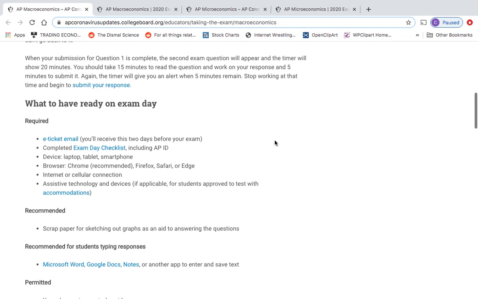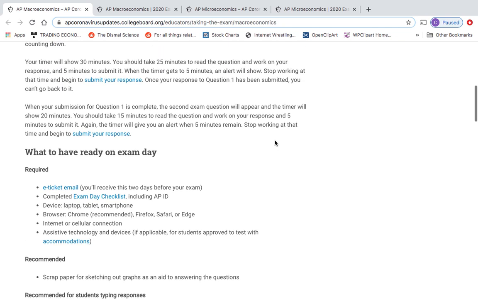So you submit question 1, it's completed. The second exam question is going to pop up, and you're going to have a timer that will show 20 minutes. So it looks like you have a long free response, then a shorter free response. They say that once that 20-minute timer starts, you take 15 minutes to read the question and work on your response on your scrap paper and your cheat sheets or your review books, whatever you're using along the way.